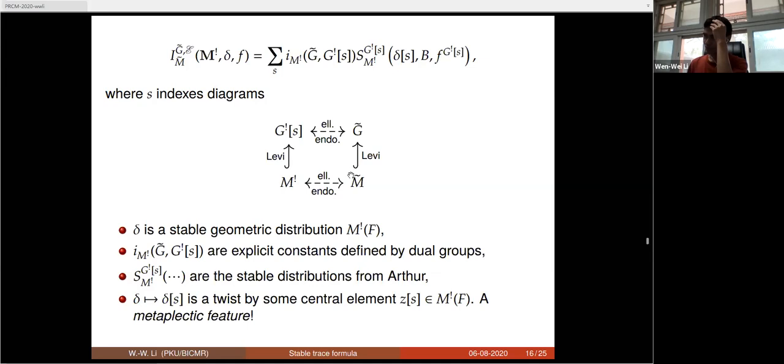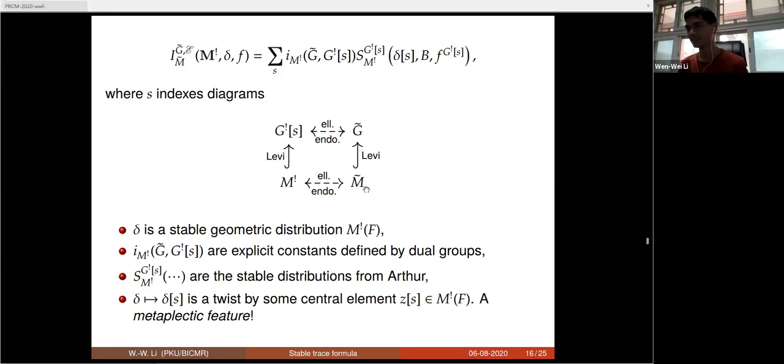Of course, M tilde is not a metaplectic group, but it is a product of GL with a smaller metaplectic group. So it makes sense to define its endoscopic data. Just forget about all the GL_N factors because they are trivial.